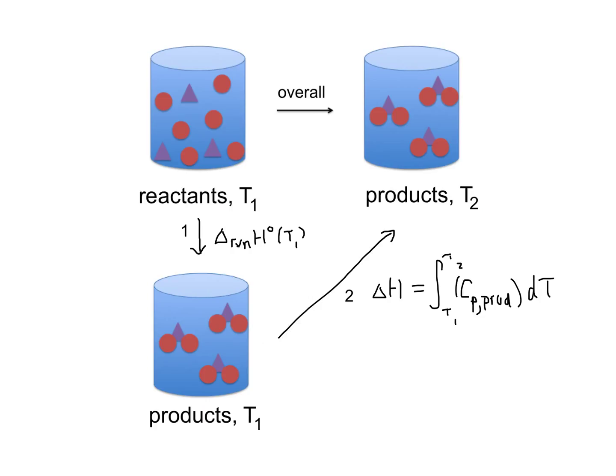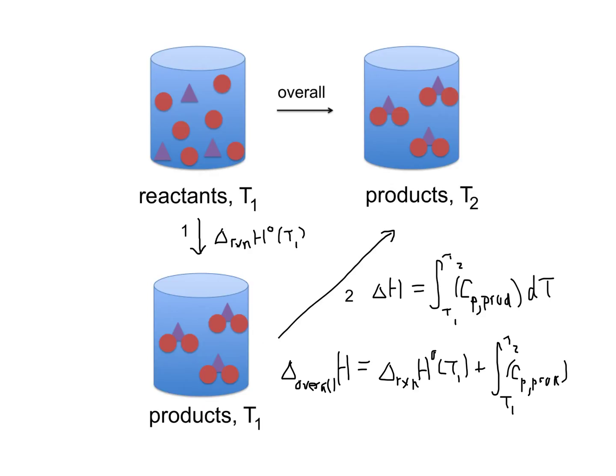And so we will need the heat capacity of the products, or everything that's left in the container, times dT. The overall delta H then is equal to the sum of these two steps. So it's equal to the delta H of the reaction at T1 plus the integral from T1 to T2 of the heat capacity for the products dT.